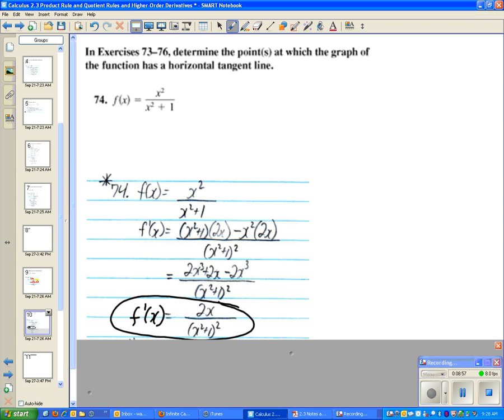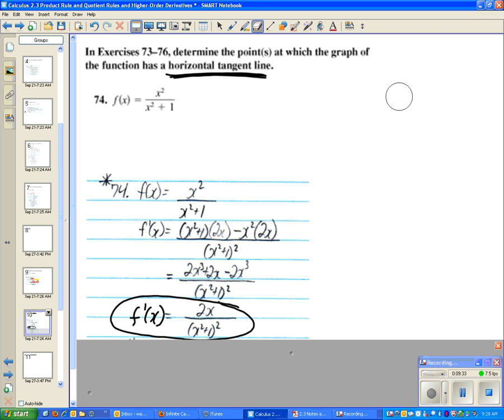If all we had to do was find the derivative, we would now be finished. But remember, the derivative is a formula to find the slope of the tangent line. Since we have to have a horizontal tangent line, the derivative has to be 0, because the slope of a horizontal line is 0. If they had said, determine the points at which the graph of the function has a slope of 1/3, guess what we would set the derivative equal to? 1/3.